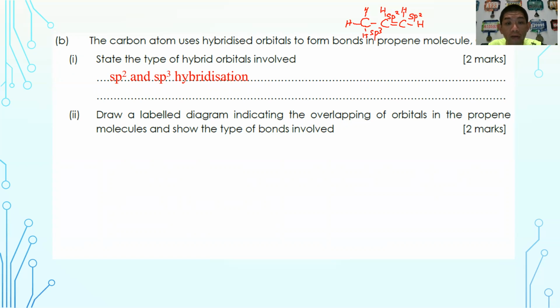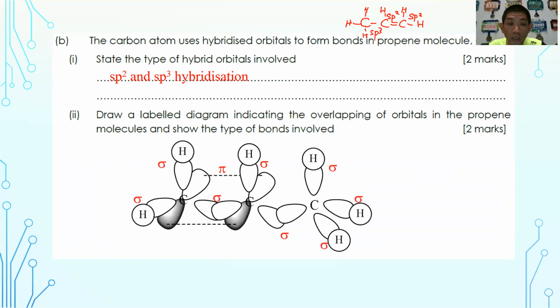And hence, draw a labelled diagram indicating the overlapping of orbitals in the propene molecule, showing the types of bonds present. You should be able to sketch the overlapping orbitals in propene and label accordingly which one is a sigma bond and which one is a pi bond. Of course, they need you to label the sigma bond and also the pi bond. With that, that is how you generally answer question number 2. Hope that you'll be able to do this one.